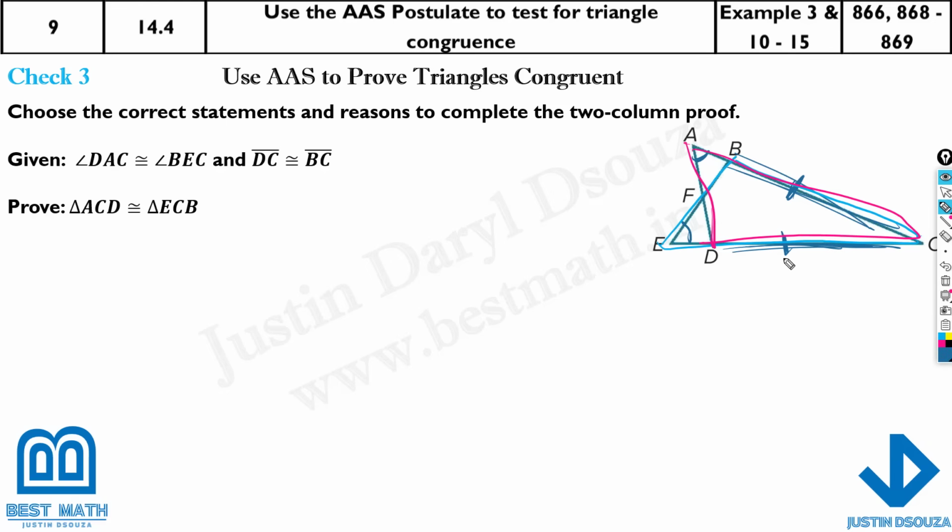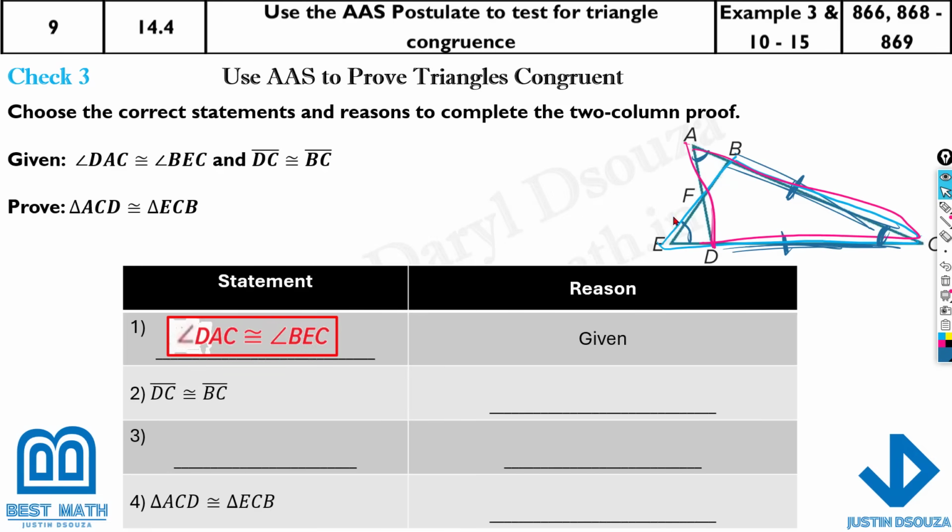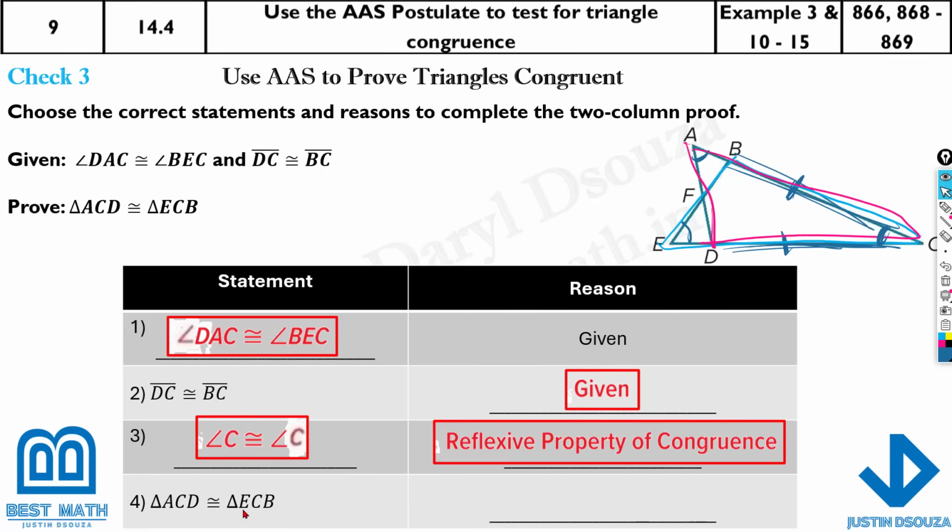Now, what is one more angle? Because we got one angle and one side, we need two angles, right? You can see this is literally the same reflexive property. It's the same angle for both, so we can say it's angle C. So we have DAC and BEC, that's given. Here another one is also given. What next? Angle C and C, that's the reflexive property. And lastly, they are congruent triangles because of the AAS postulate.